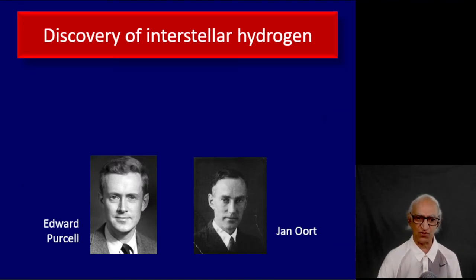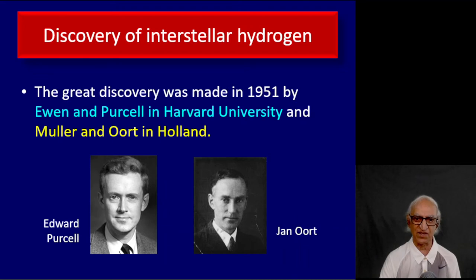Now, one physicist in Harvard, whose name was Edward Purcell, and Jan Oort, astronomer in Leiden in Holland, set two graduate students to build equipment to discover this radiation. And this radiation was eventually discovered in 1951 independently by Ewen and Purcell in Harvard University in Boston and Muller and Jan Oort in Leiden University in Holland. There's an interesting story about this discovery. I shall tell the story when we discuss Jan Oort and 21 centimeter once again when we discuss galaxies.